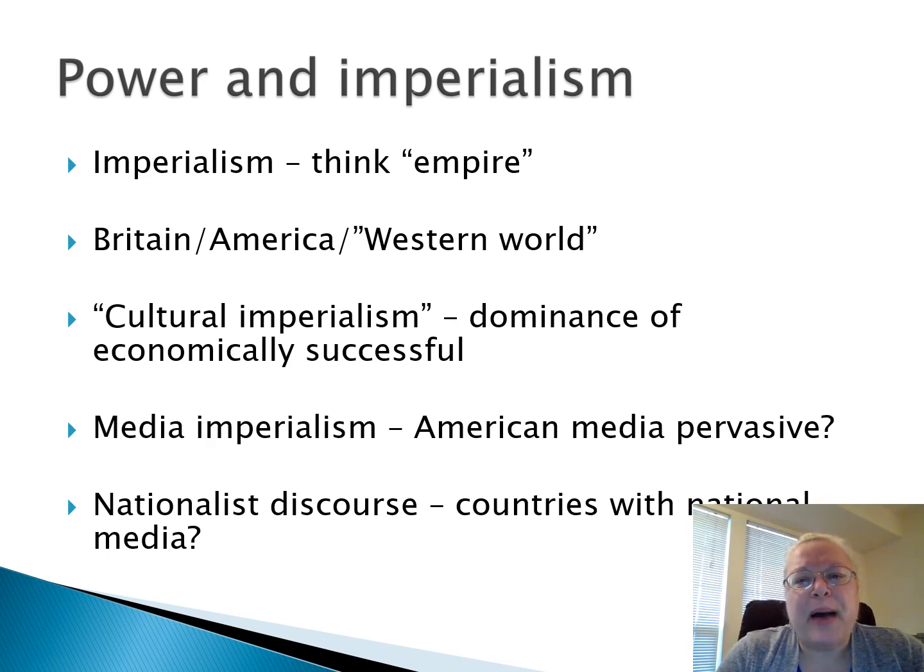Let's look at this idea of power and imperialism then, still wearing our critical scholar hats here. When you hear the word imperialism, think of empire. Okay, so we know that Britain and America have each had empires throughout history, right? We've had territorial rights over different countries. We've had cultural influence over a lot of different places. And so cultural imperialism is the dominance of the economically successful. So it's how American culture has permeated many parts of the world.